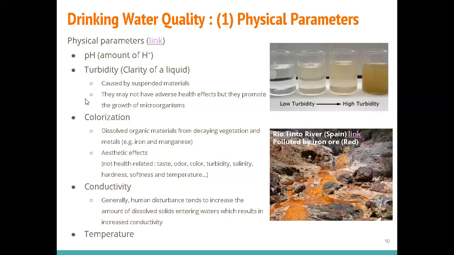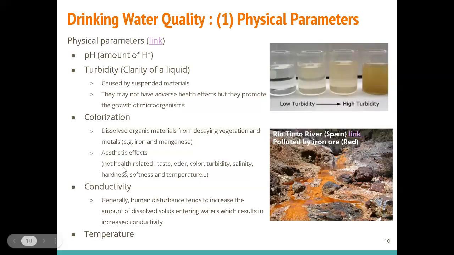Turbidity is actually one quality that you can measure objectively. And then next is colorization. If it's looking like that, you're not going to drink that, right? If the water is red, it means that there are some ions inside, and you don't know if it's drinkable or not. The colorization is usually caused by different things: organic materials from decaying vegetation, or metals, metal ions. Something might or might not be bad for your health, but of course you're not going to drink that.